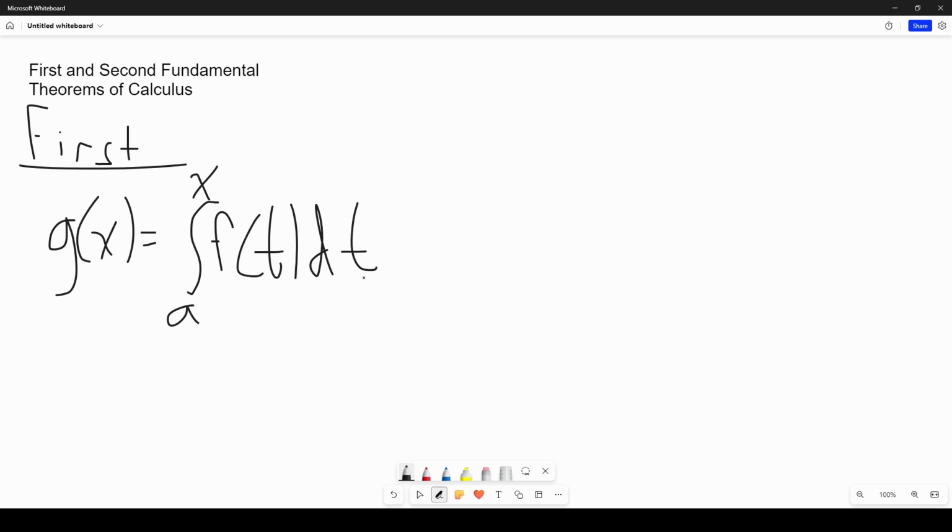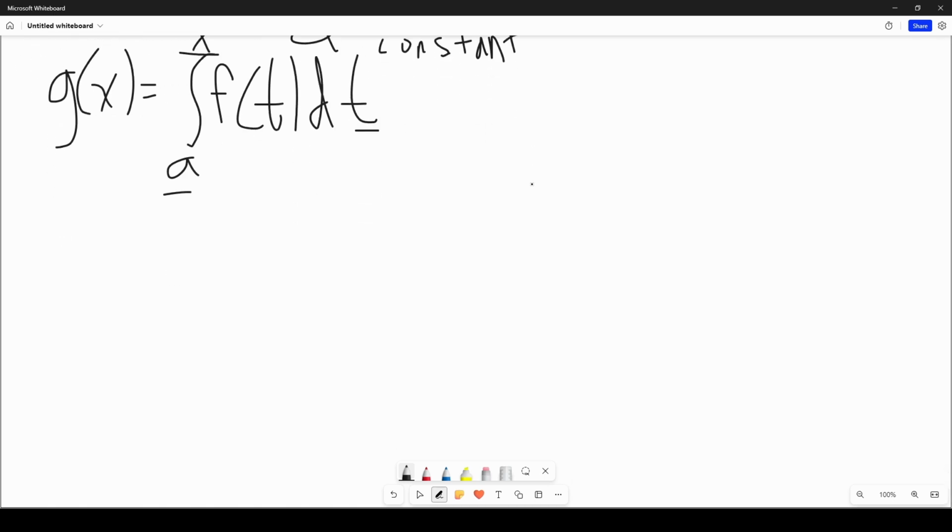So first of all, I have this variable t that's being integrated over a function f, and I'm taking it with a definite integral with the bounds from a to x. And then I'm setting this to a function g of x. So first of all, x is a variable. A is a constant. Okay, that's important. A is a constant. So let me give you an idea of what I mean by this.